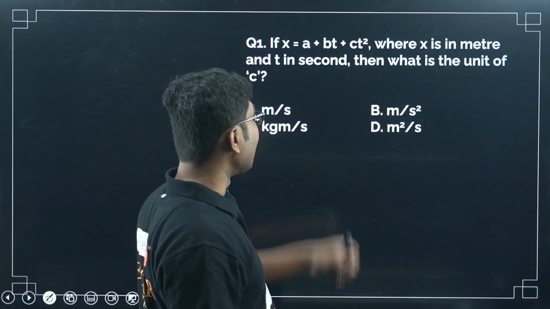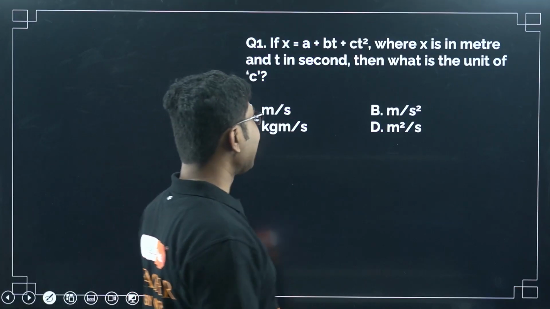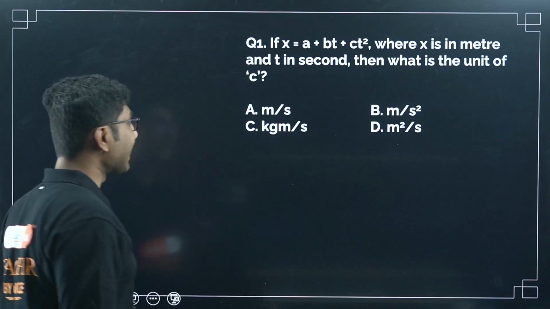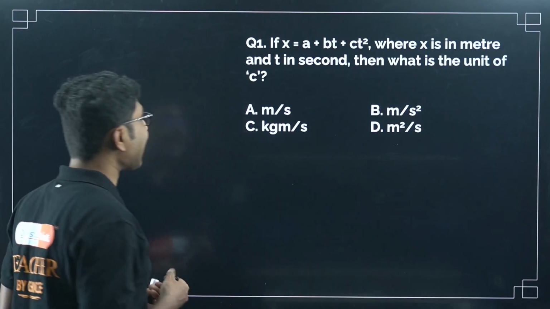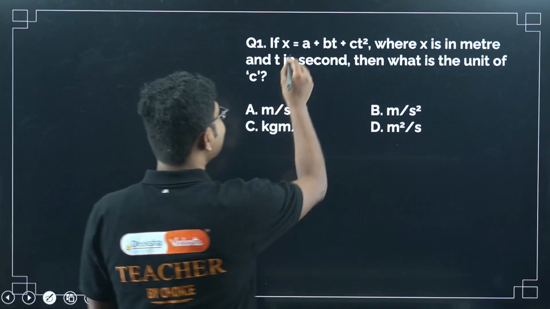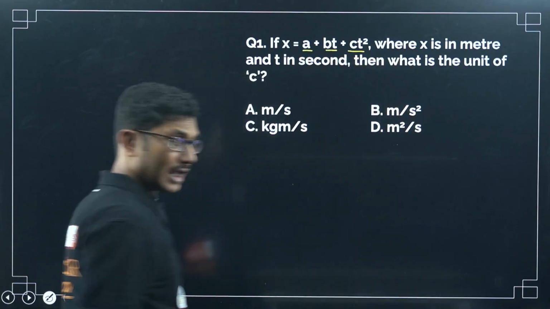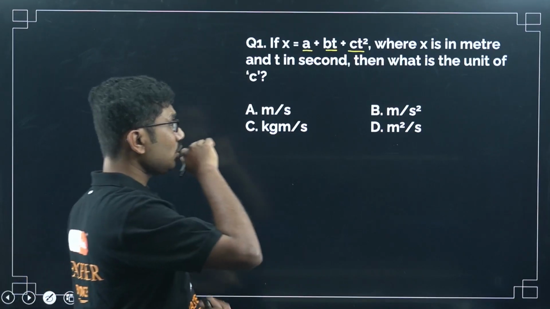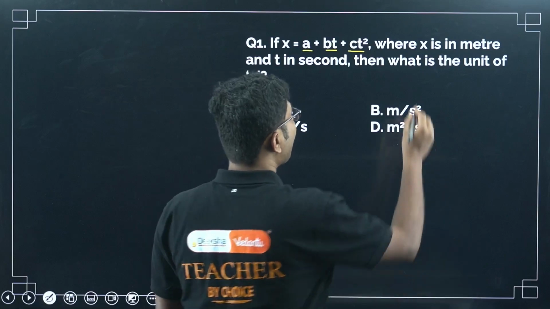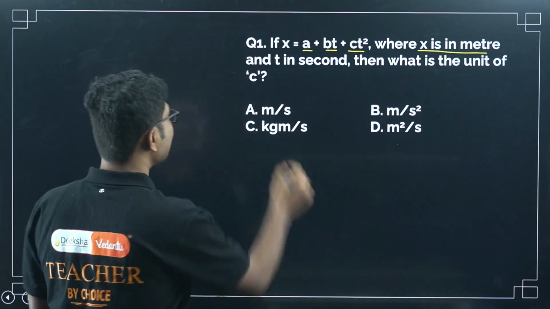If x equals a plus bt plus ct square, where x is in meter and t is in second, then what is the unit of c? Very interesting and simple question. Now you don't need to find velocity or acceleration from here. What you need to do is find the unit of c.